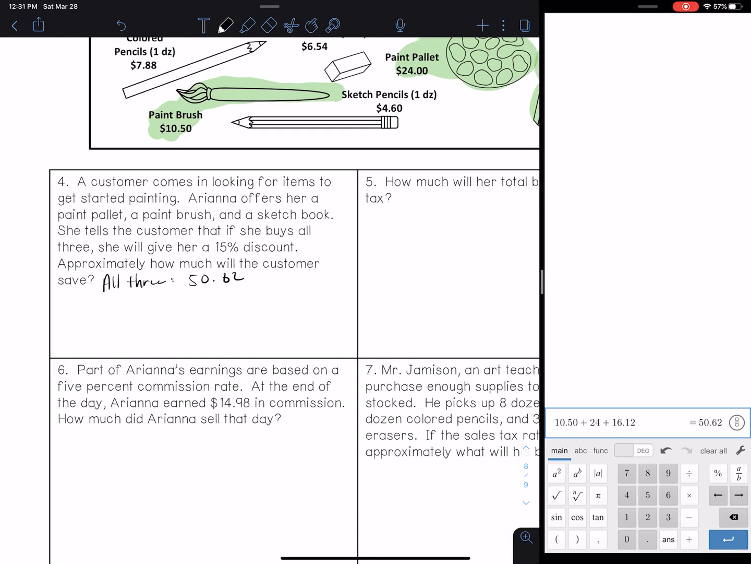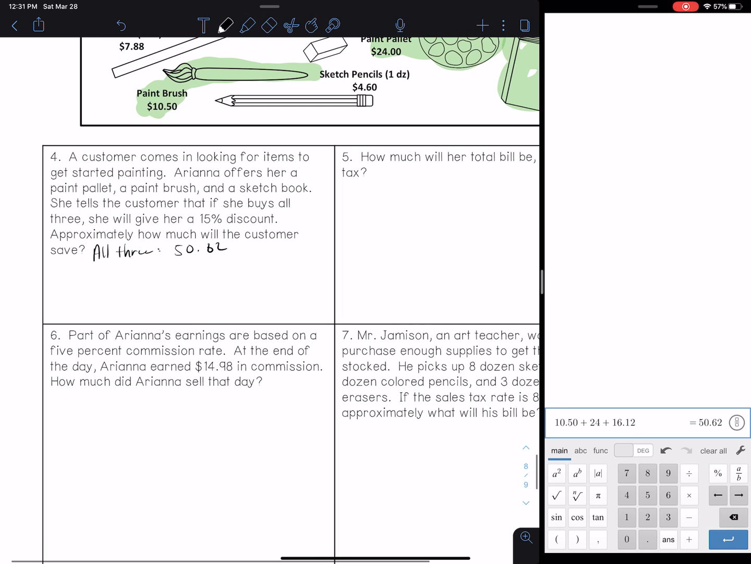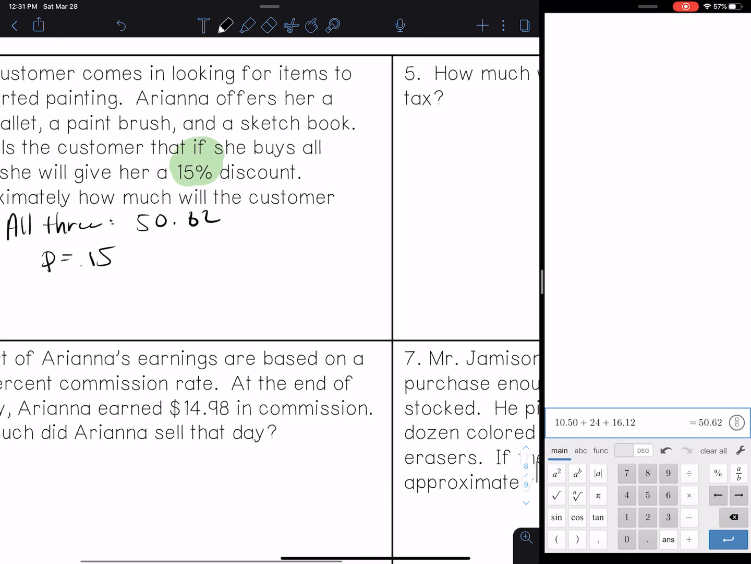Now, she's going to be given a 15% discount. So, how much is that discount going to be? Well, part equals percent times whole. How much of a percent is it? 15% discount, which is how much as a decimal? 0.15. 0.15 times the whole. Well, how much is she going to pay?